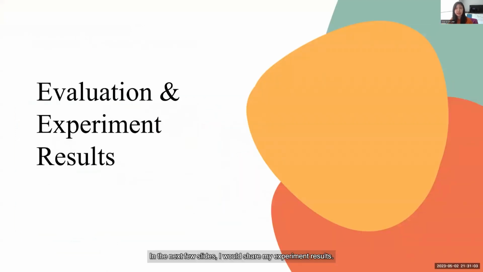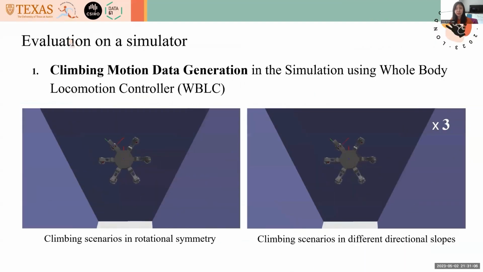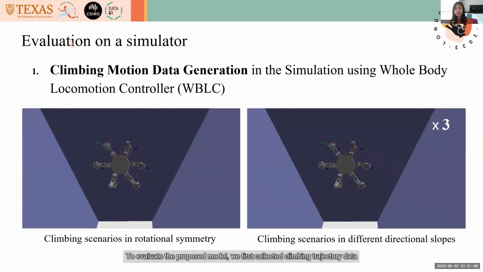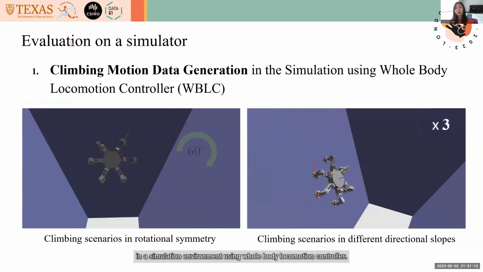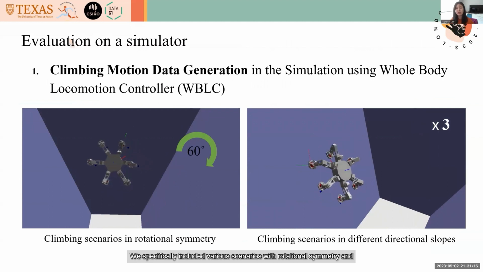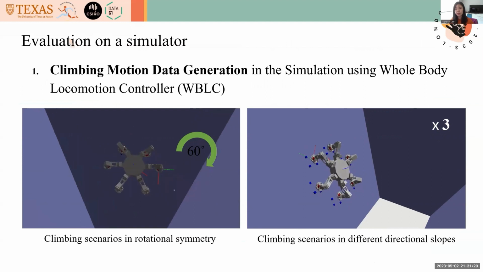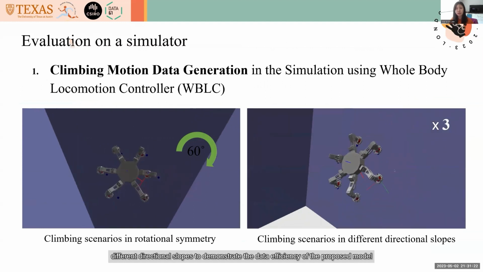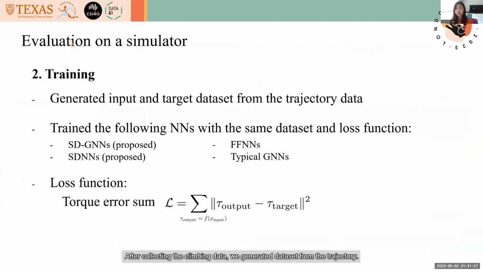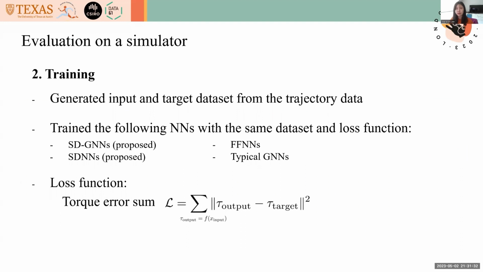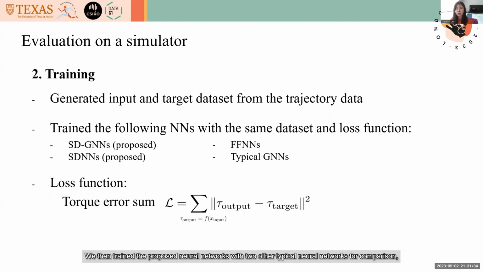In the next few slides, I'll share my experiment results. To evaluate the proposed model, we first collected climbing trajectory data in a simulation environment using a whole-body locomotion controller. We specifically included various scenarios with rotational symmetry and different directional slopes to demonstrate the data efficiency of the proposed model. After collecting the climbing data, we generated a data set from the trajectory. We then trained the proposed neural network with two other neural networks for comparison.